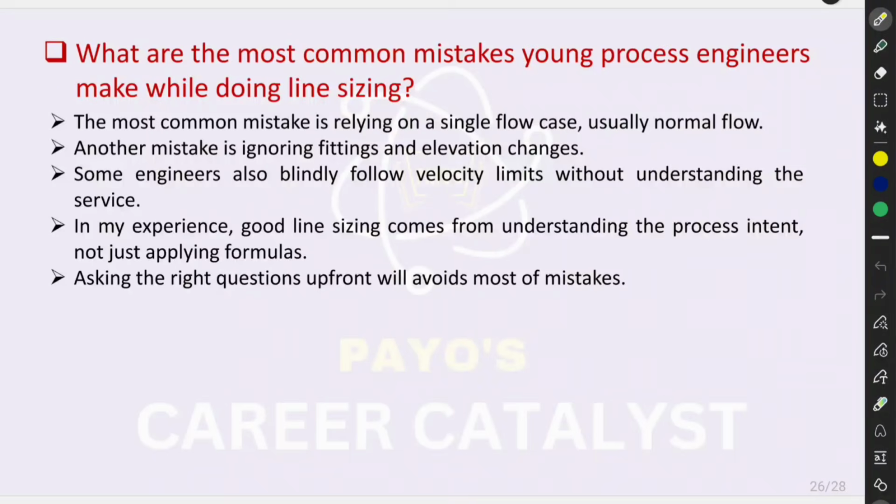What are the most common mistakes young process engineers make while doing line sizing? The common mistake is relying on a single flow case, usually normal flow. Another mistake is ignoring fittings and elevation changes. Some engineers also blindly follow velocity limits without understanding the service. In my experience, good line sizing comes from understanding the process intent, not just applying formulas. Asking the right questions upfront will avoid most of the mistakes.